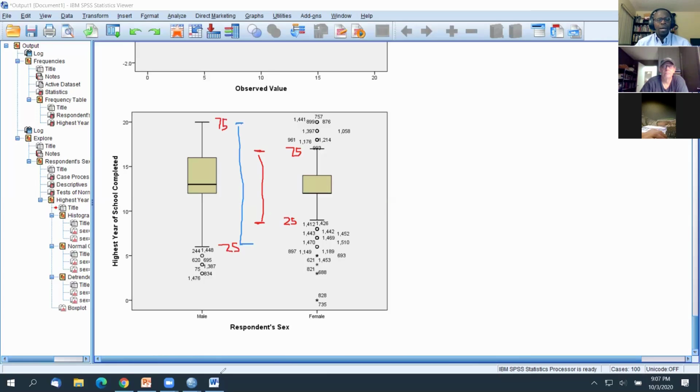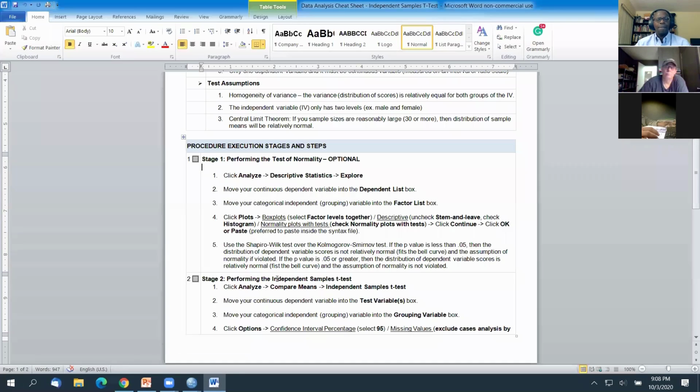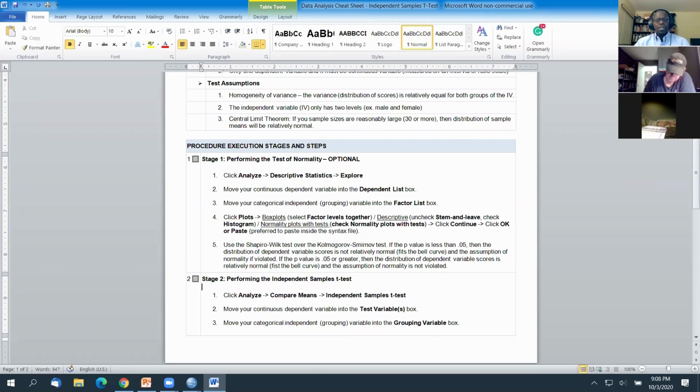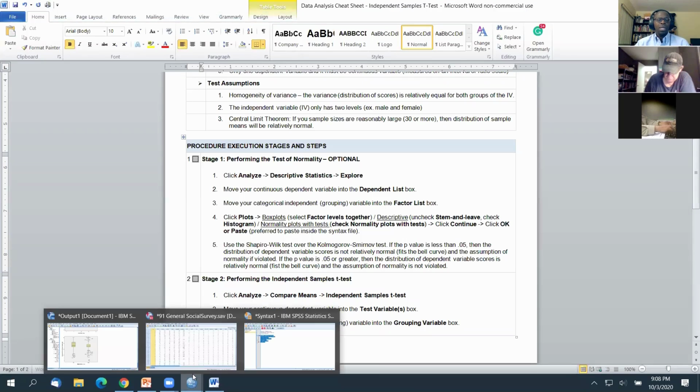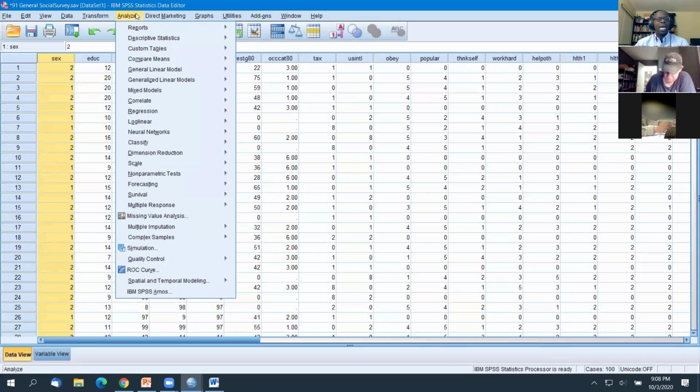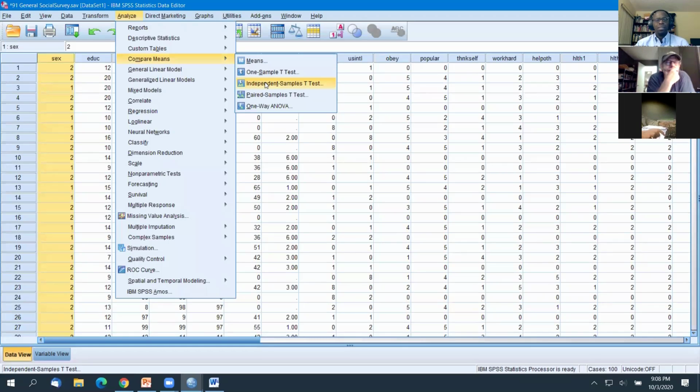All right. So now, based on our cheat sheet, the next thing we want to do is perform the independent samples t-test. You can use this cheat sheet. It says analyze, compare means, and then independent samples. So here's what we do: we go to Analyze, Compare Means, and then Independent Samples t-test. Okay?